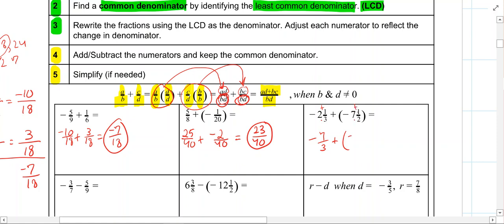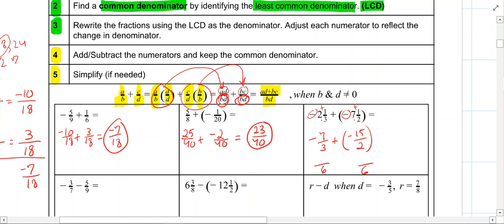And 14 plus the 1 is 15 sevenths. Make sure that this was originally a negative, so keep that negative there. So same thing with this one. If it was originally a negative number, don't change the value of it. It's negative. All right, so now I need to change my denominator. So 6 is the LCD here.